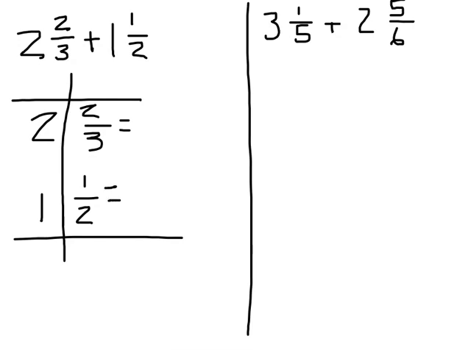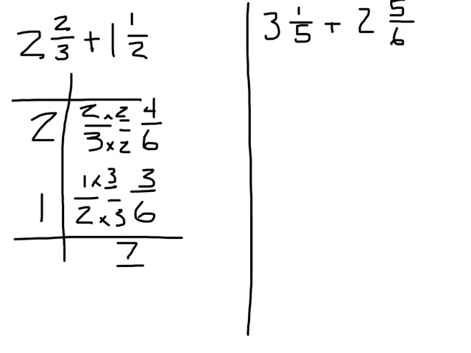What's the least common denominator going to be for 2/3 and 1/2? It's 6. When I change 2/3 so that the denominator is 6, what's my new numerator? It's 4. When I change 1/2 so that the denominator is 6, what's my new numerator? It's 3. 4/6 plus 3/6 is 7/6.